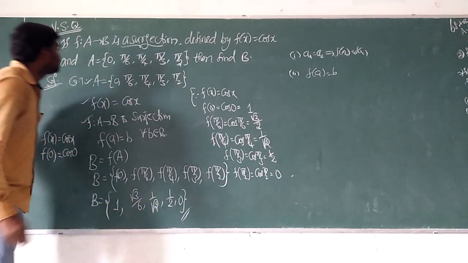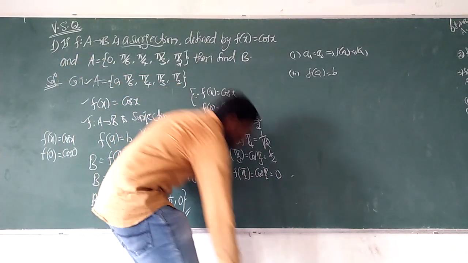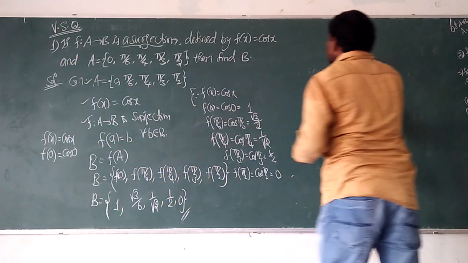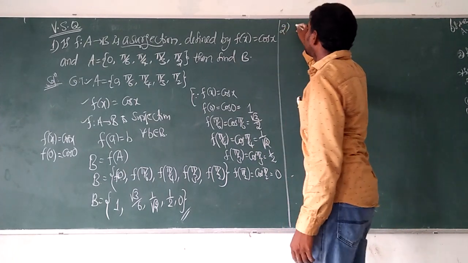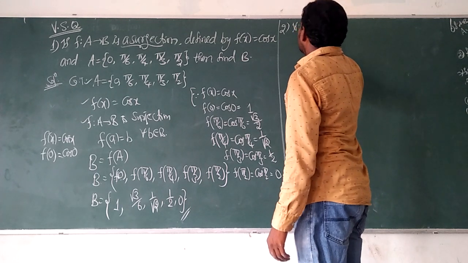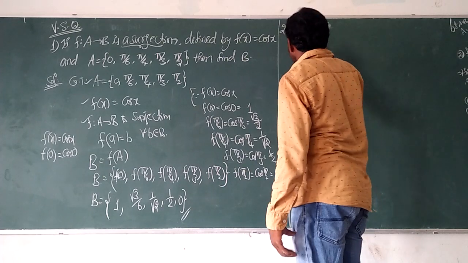So this is a 2 marks question. Now the same type of questions without involving trigonometry. Let us see. The second question is: if f maps from R to R, the same.